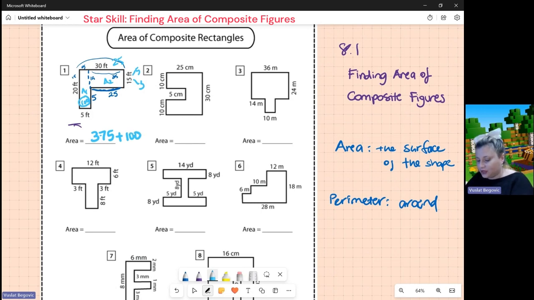375 plus 100, okay? Because area 1 and area 2. And that would be 475. If I make a mistake, if you find my mistake, it's okay. Come to me and you get your full points for the assignment. And this is 475 feet square.